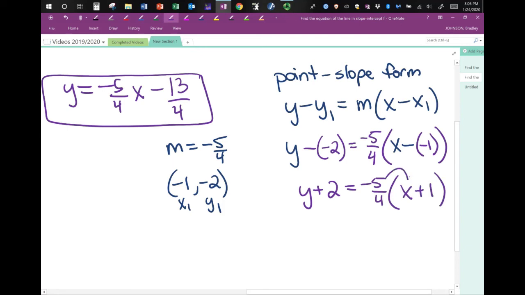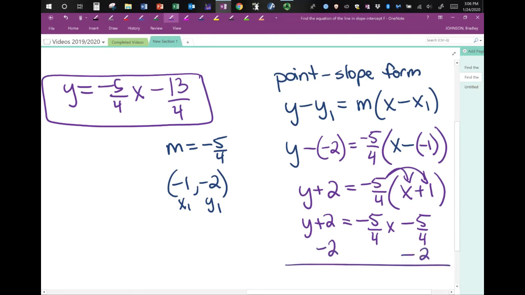Now we have to keep going, but we need to distribute in order to make any more progress. So -5/4 times x, and then over here -5/4 times 1 would still be itself. And the very last step, we need to subtract 2, and then we'll get our final answer. But doesn't this look familiar? y equals -5/4 x minus 5/4 minus 2.